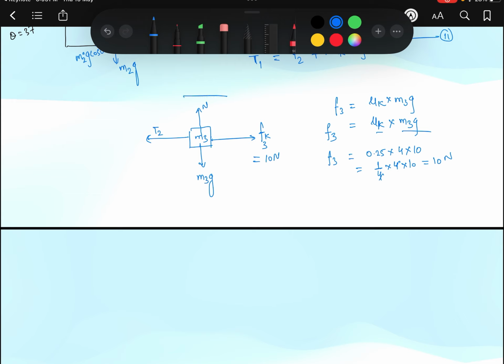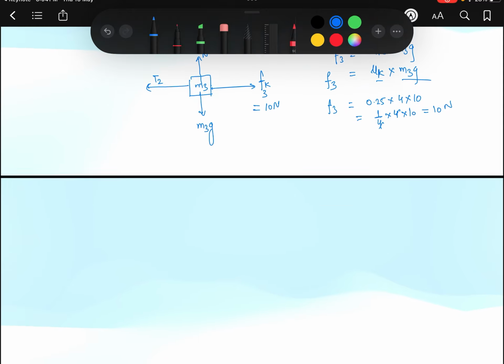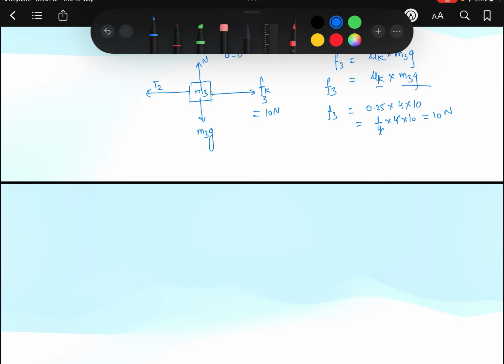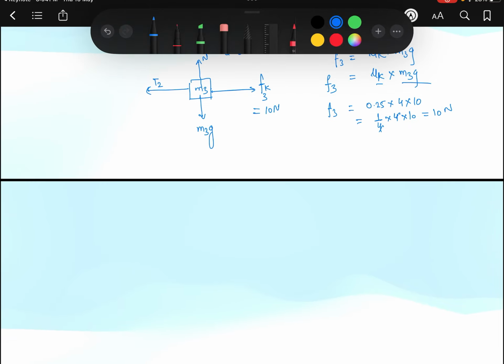Now since this block is moving in this direction with uniform velocity, that is v is constant, so acceleration is equal to 0. So if I write the equation of motion for this object m3, then the T2 force will be balancing this friction force F3. So the value of T2 is equal to the friction force acting on this block, that is 10 Newton. So the value of T2 is 10 Newton here.